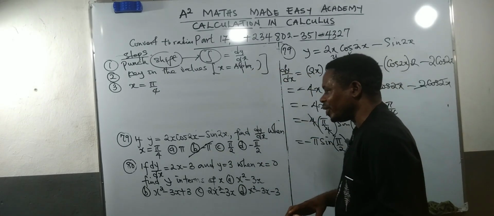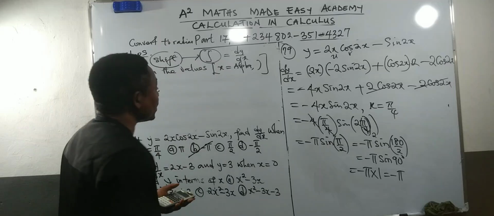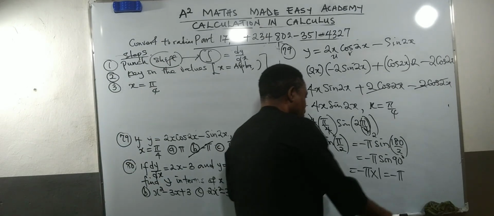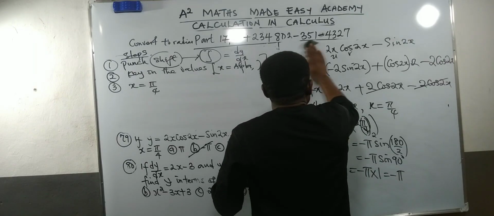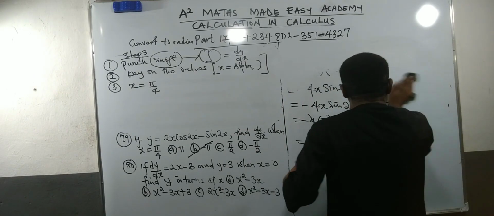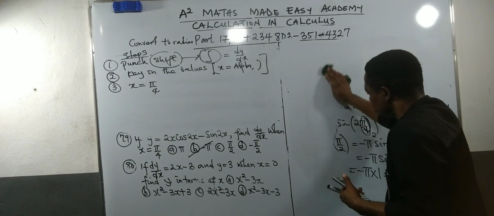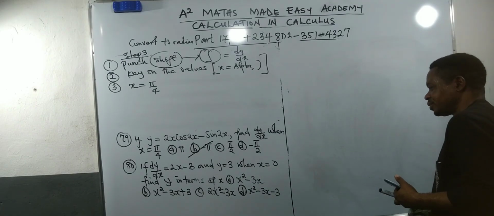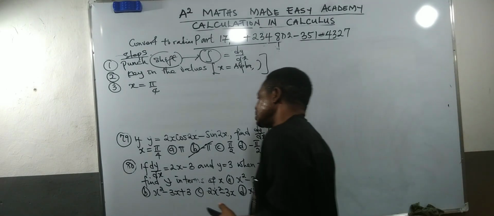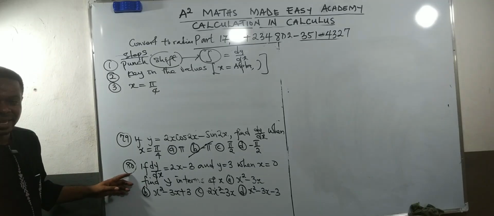So we are done with question number 79. If you have problems with this calculator method, please, I can still find a space for all of you so that we'll be solving basically on calculator method. But this is the approach. Then the last question, which is number 80.